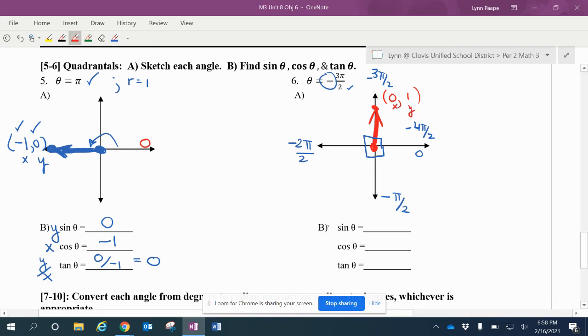So sine is the value of y, so that would be just 1. So y is equal to 1. Cosine is the value of x, so x is 0. And then tangent is the ratio between y and x, so that would be 1 divided by 0. And we can't divide by 0, so that would be undefined. Or you can abbreviate that as UND.